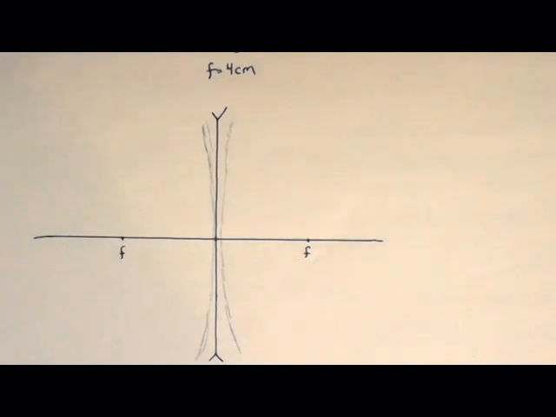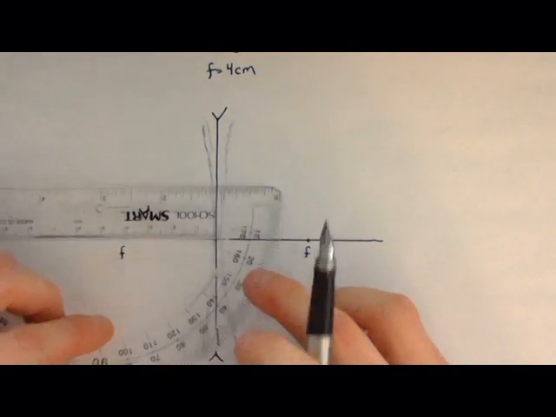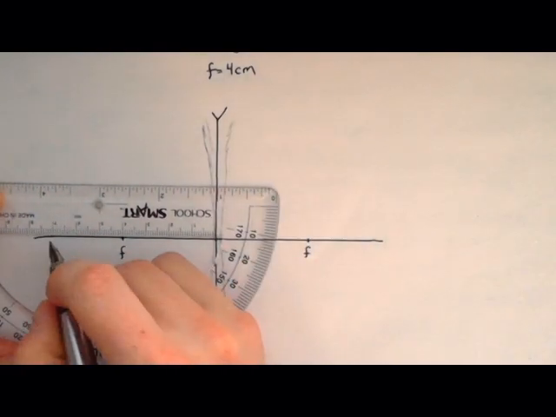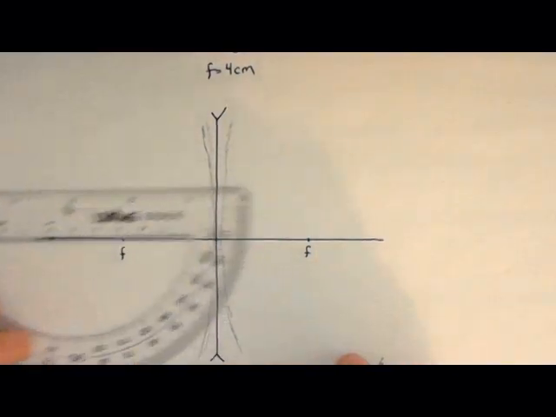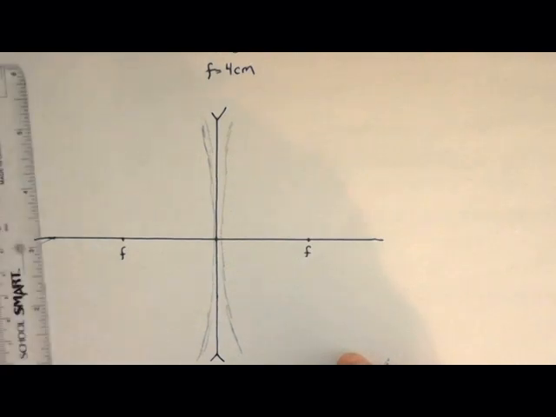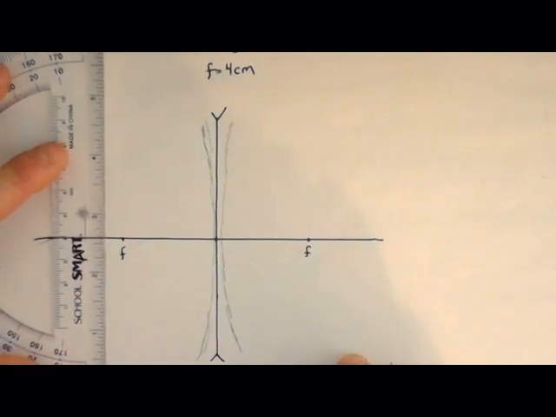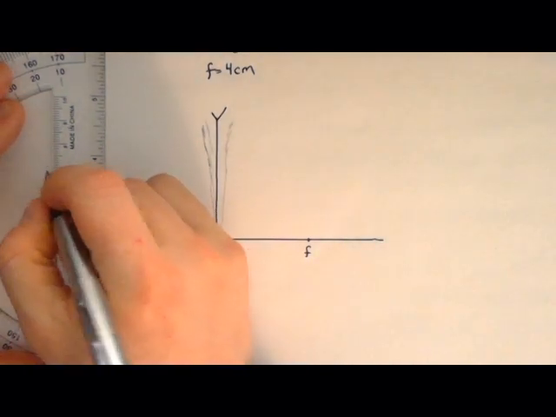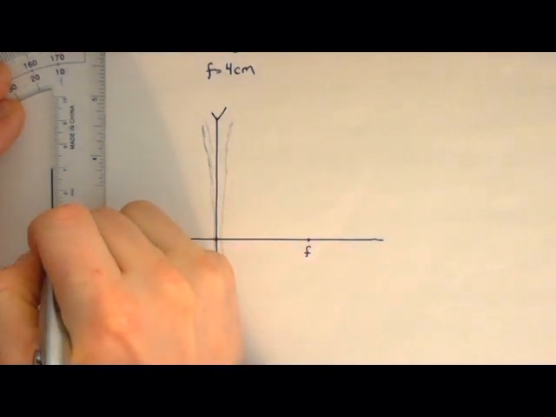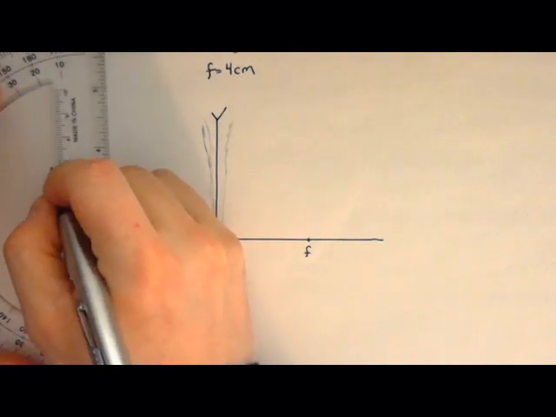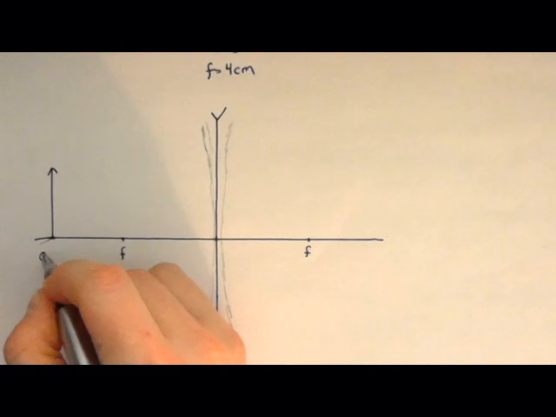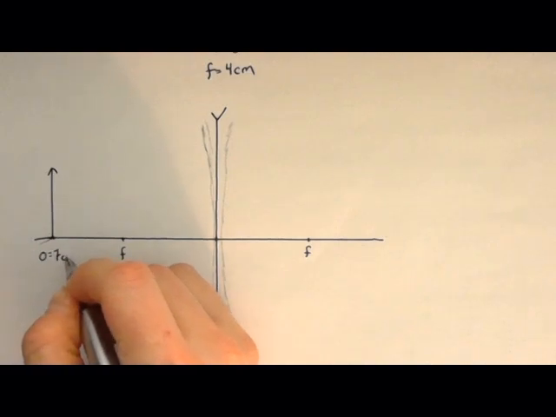And we're going to put our object 7 centimeters away. It's a pretty good distance. There's 7 centimeters. And we'll give it a pretty good height. You know, make it like 3 centimeters tall or something like that. Make it 3, yeah. Nice big object all the way out here at 7 centimeters.